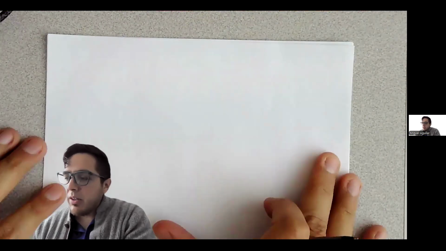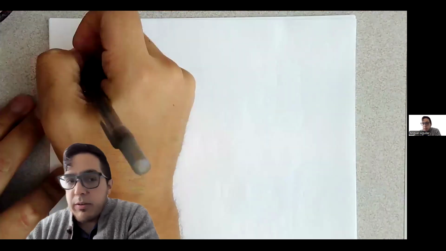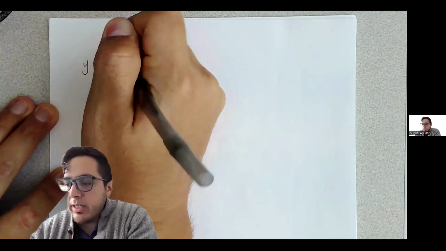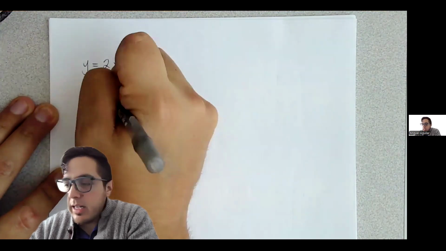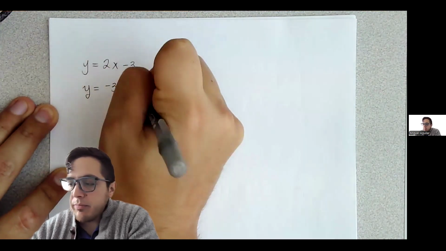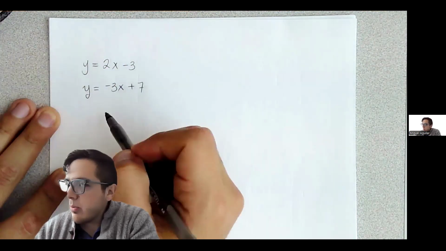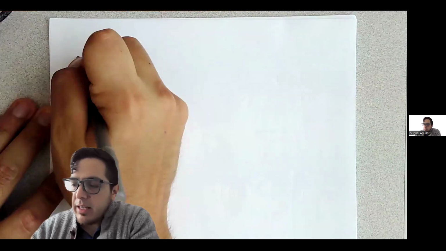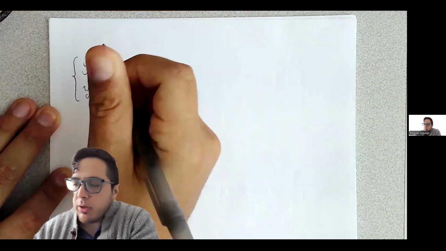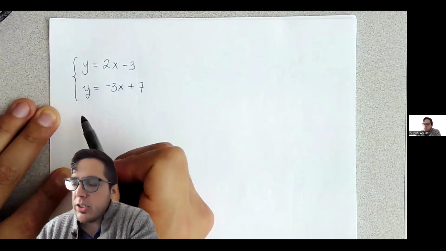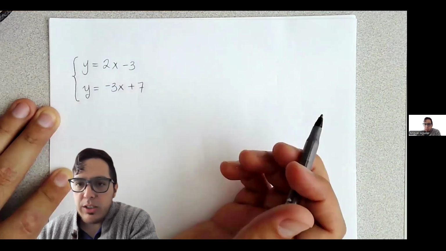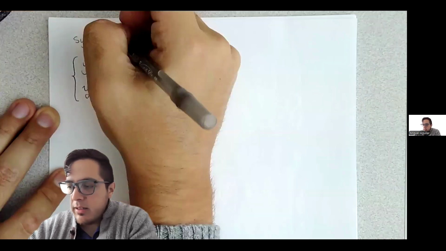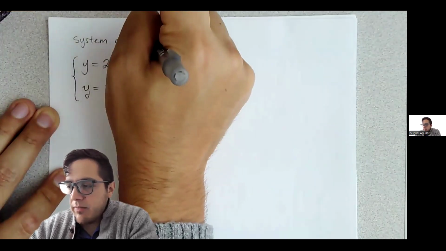So the two equations that we were given in the PowerPoint slides are the following. We have y equals 2x minus 3, and we have y equals negative 3x plus 7. Now, if you see a system of equations in a math textbook or something, they will usually put a brace on the left side of the equation. That's just indicating that we're grouping these two equations together. But we have this system or grouping of linear equations.